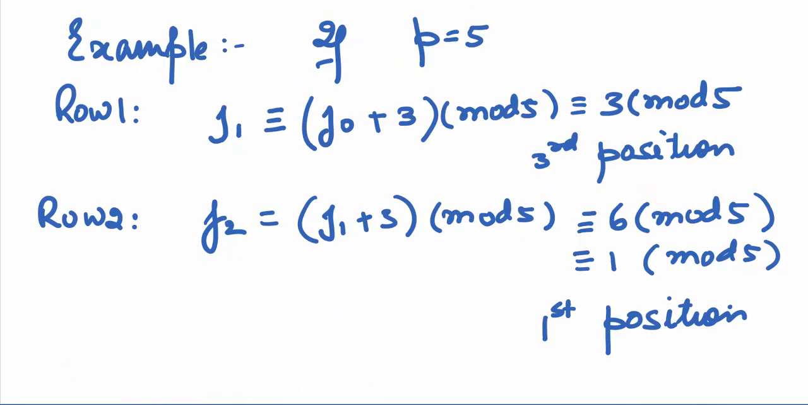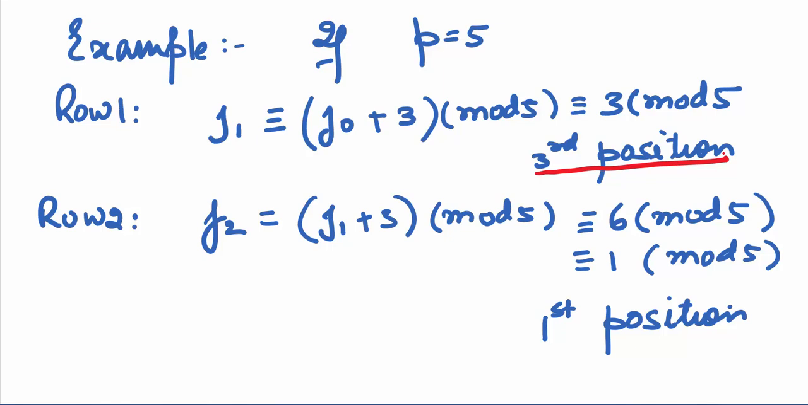Now apply the formula to the same P equal to 5. Now J1 will be nothing but J0 plus 3 modulus 5, as (P+1)/2 is 3, and J0 will be 0. So this is congruent to 3 mod 5. So it's the third position as you've already done.